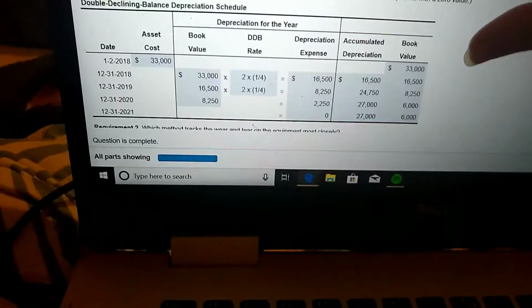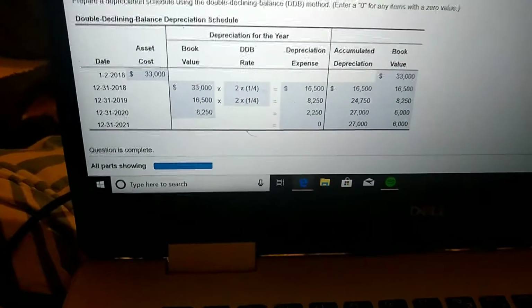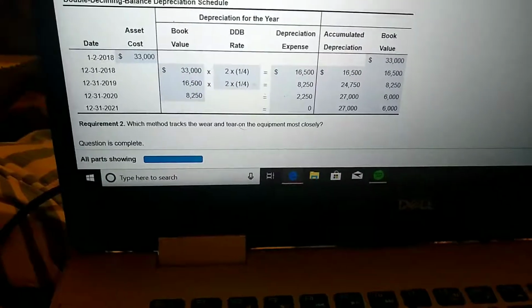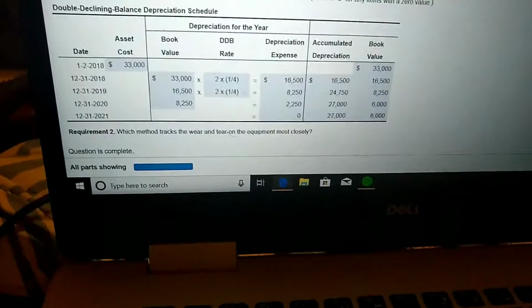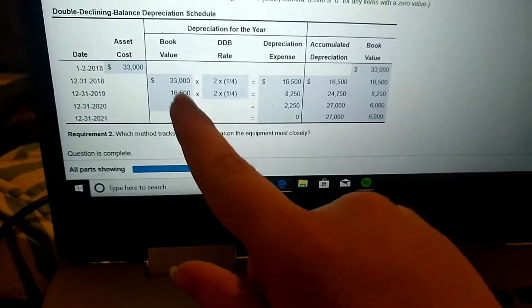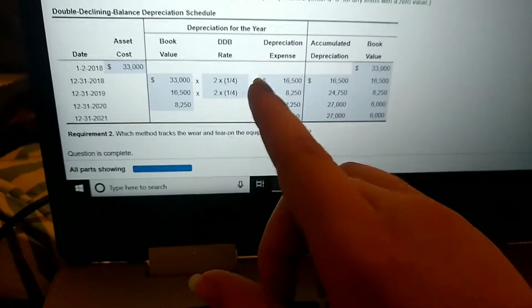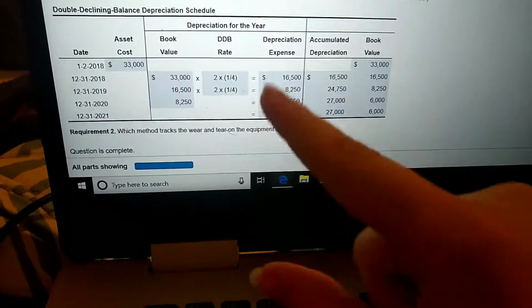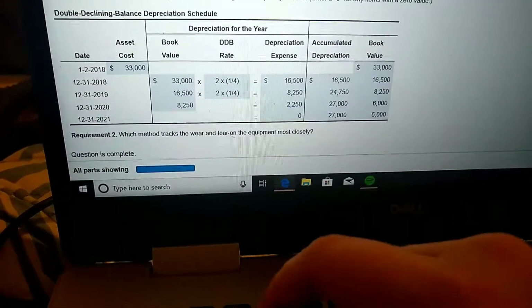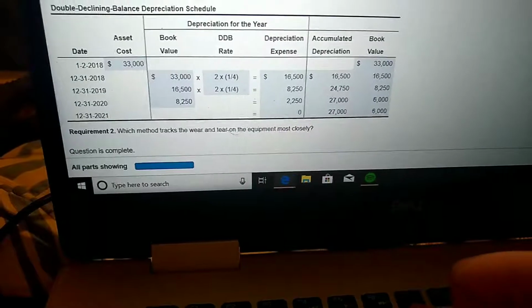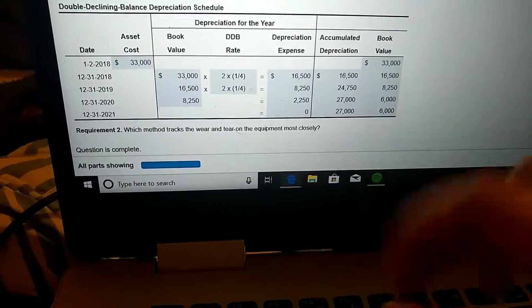And then the double declining balance depreciation schedule I found to be kind of confusing. But so you start out with your 33,000 like the other two. Your book value is over here this time. So your 33,000 times 2 times 1/4. So that's 1 out of your 4 years equals this, which is your depreciation expense. Accumulated depreciation, that works the same as it did in the other ones. And your book value is also here at the end.